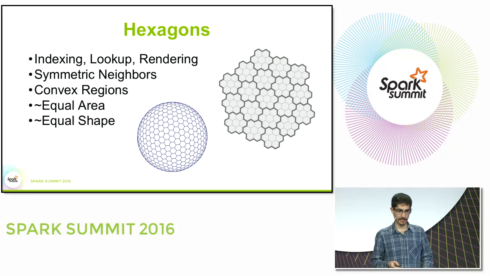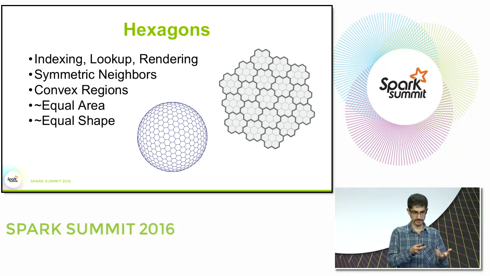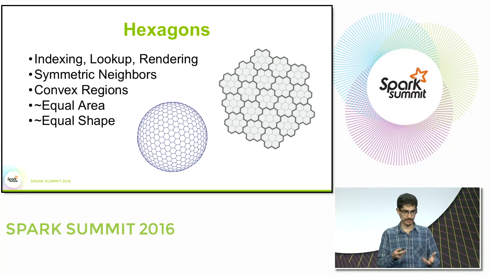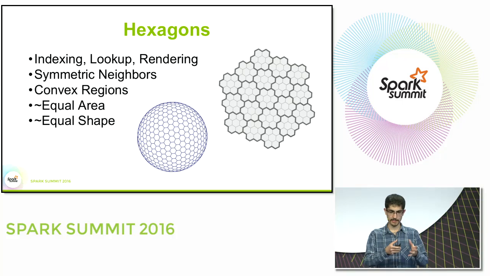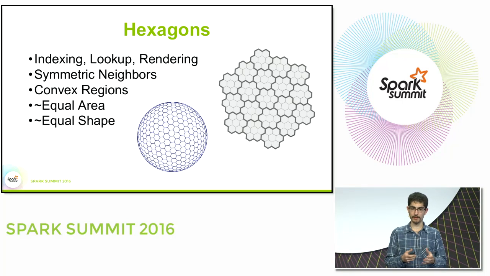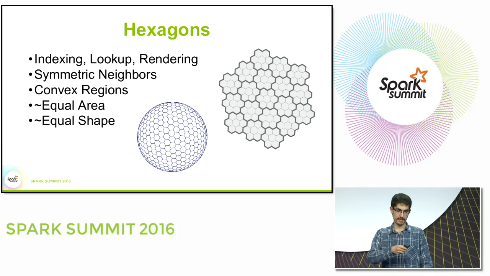So we use hexagons. They have some nice properties. They're kind of like geohashes. You can index them. They render nicely. You can aggregate them and cluster them. The distance between the center of a tile and the surrounding hexagons is the same. You don't have this situation of diagonal squares.